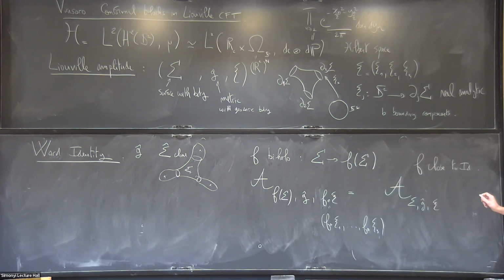But not quite. In fact, you get an additional term, which is completely explicit and involves the central charge of Liouville, which was 1 plus 6u squared. It's called the conformal anomaly. So I'll denote it S of omega.